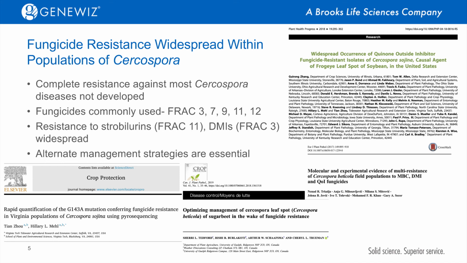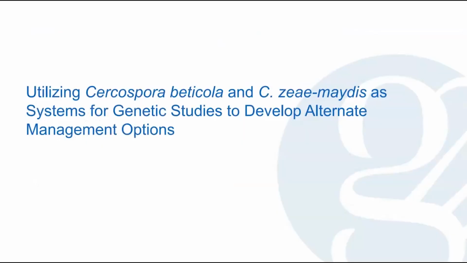The fungicides that are commonly used in agriculture against Cercospora belong to FRAC groups 3, 7, 9, 11, and 12. FRAC is the Fungicide Resistance Action Committee. However, there is widespread resistance to FRAC groups 11 and 3 that are currently being deployed in field situations. Hence, I feel that alternate management strategies are essential to control Cercospora.